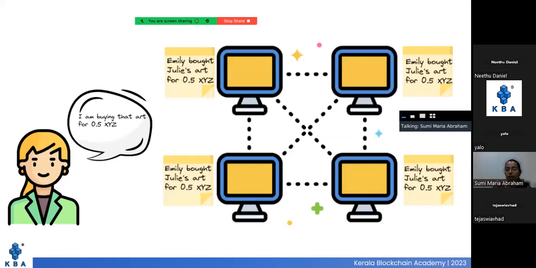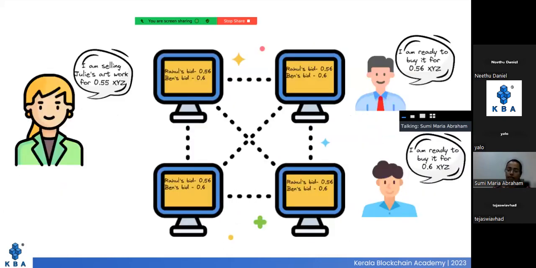Now, how can you confirm this sale? It is when this is recorded in the blockchain. That means the community, that entire network of peers, is certifying that this specific artwork was created by Julie and Emily bought it for 0.5 XYZ. Now, we have a public ledger which is pretty transparent.